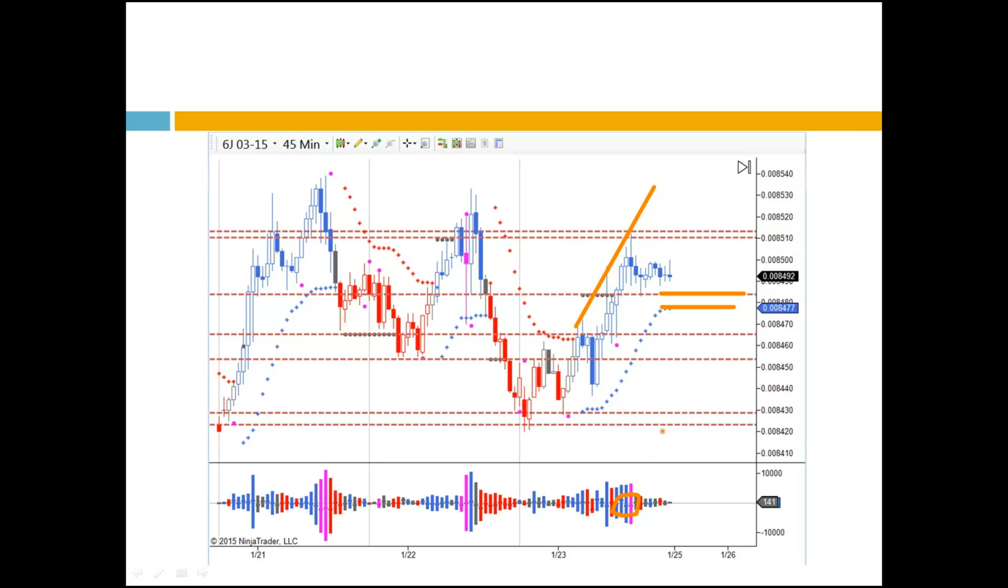Other than that, I just think it's going to go up. I do think if it does come back to here and we still get diverging volume, it will go and test probably this high, which is kind of coinciding with this high. Okay?